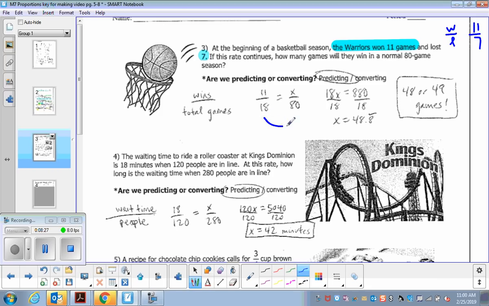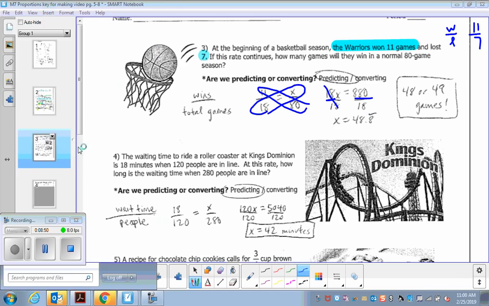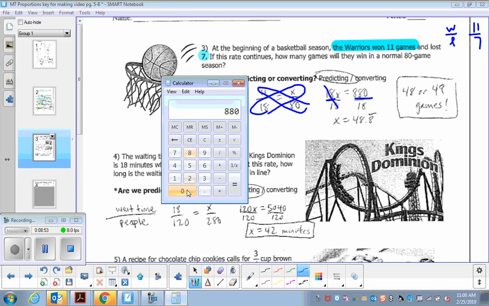Now personally, I can't see a scale factor from 18 to 80, so for this one, I'm just going to cross multiply and divide. When I multiply 11 times 80, it's 880, and when you multiply 18 times x, you get 18x. Now you're going to divide both sides by the 18 for it to cancel out, and in the calculator, you're going to get 48.88888. Let's make sure you see that in the calculator, the 880 games divided by 18.